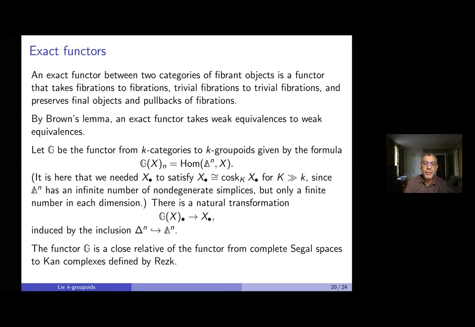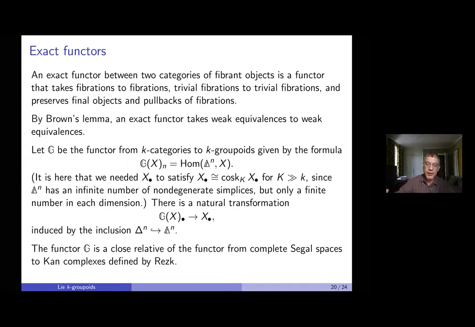So it's this basic idea that the operation of going from a K category to its subcategory of quasi-invertible morphisms is an exact functor. It preserves fibrations and preserves weak equivalences.